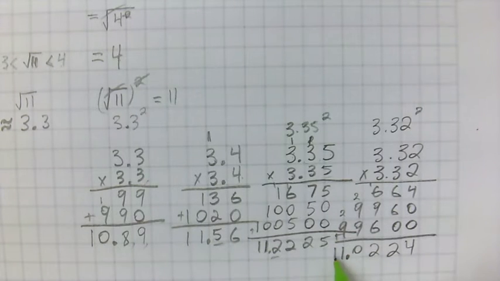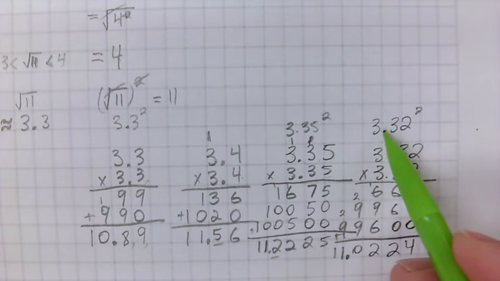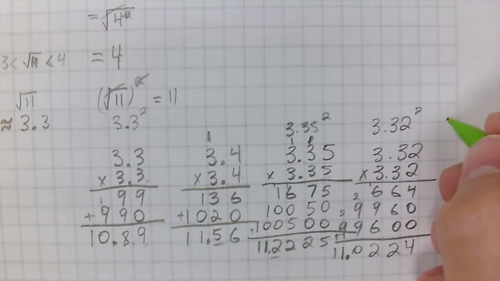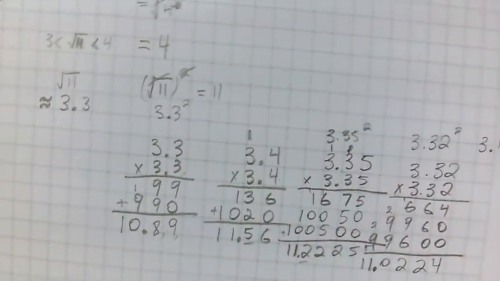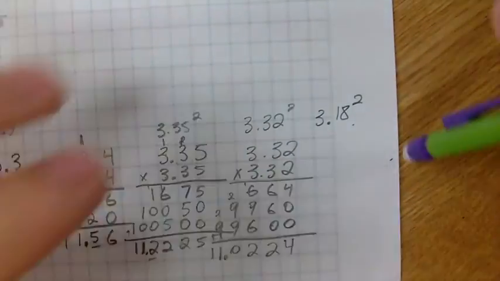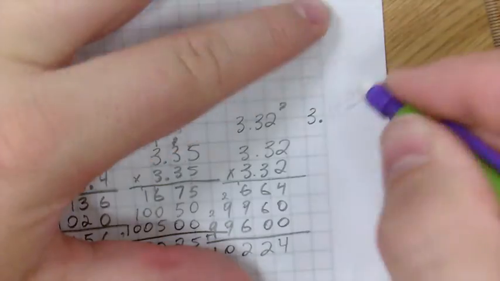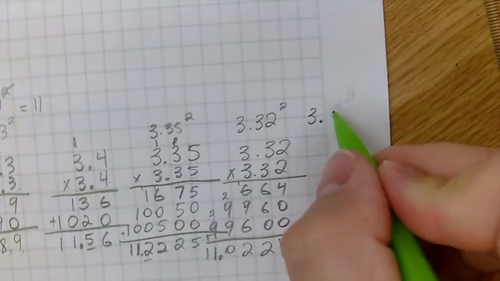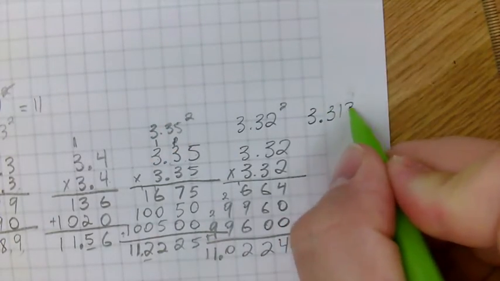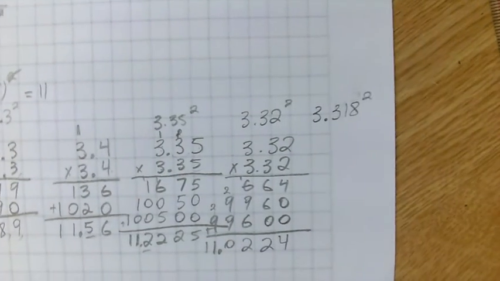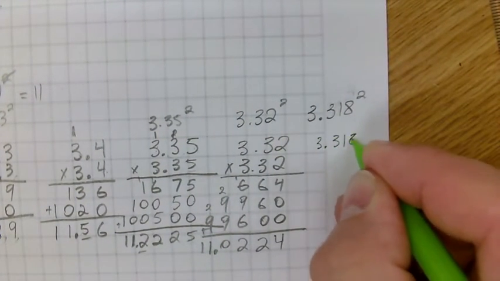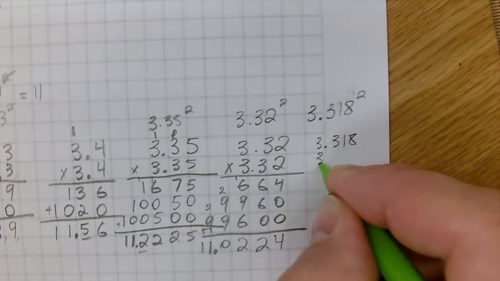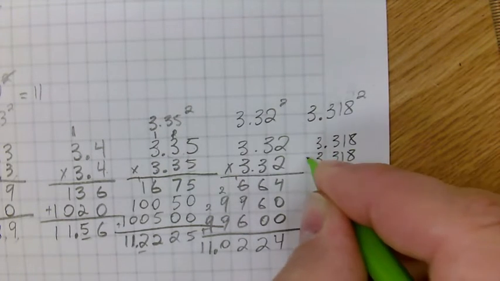And we're getting really close. We have 11.0, but there's still some here. So perhaps this is 3.18 or something even closer. Sorry, 3.318. What if we go even further? Squared. Let's try that out. So we got 3.318 times 3.318.